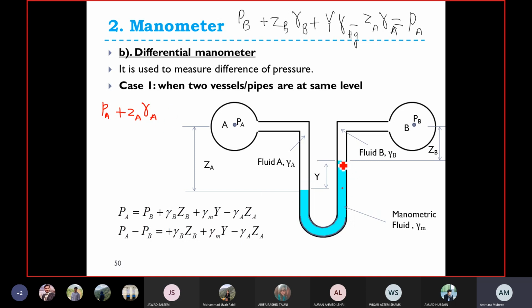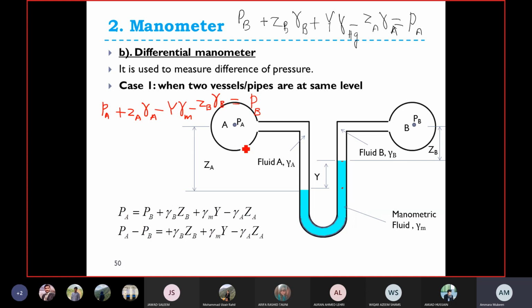Okay, and we are going upward. So I should be writing a negative sign, Y multiplied by gamma of the manometric fluid. Again I'm going upward, and the distance from here to here is ZB. So minus ZB into gamma of B is equal to PB. So this is how you write the equation for a differential manometer.